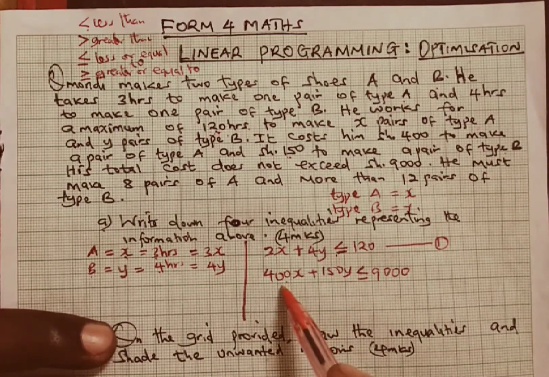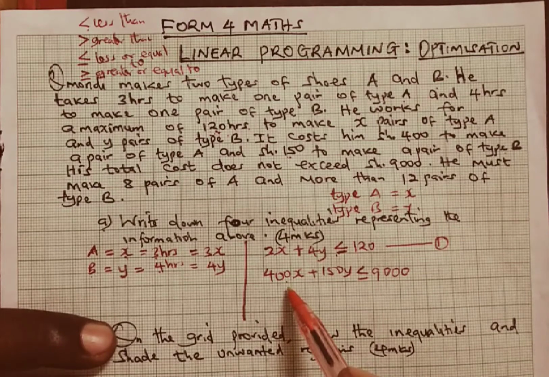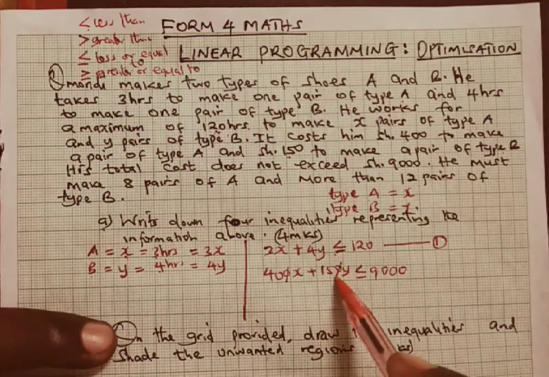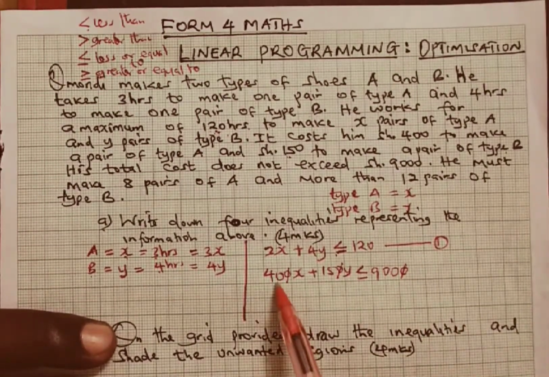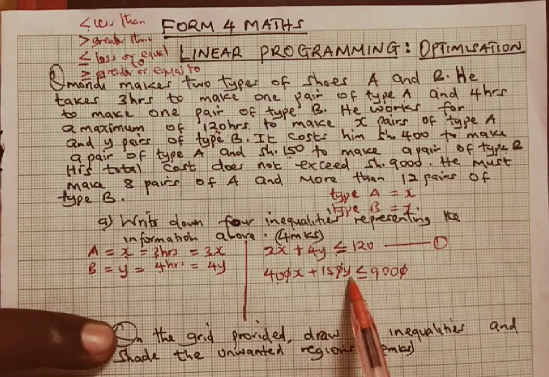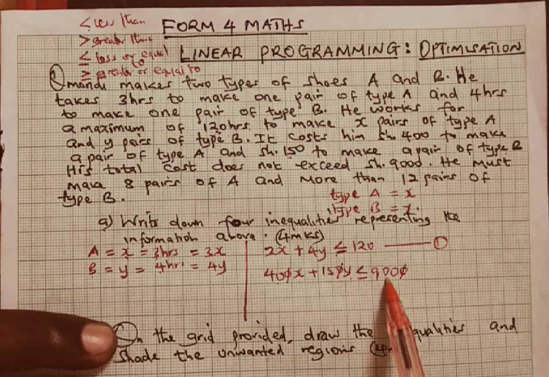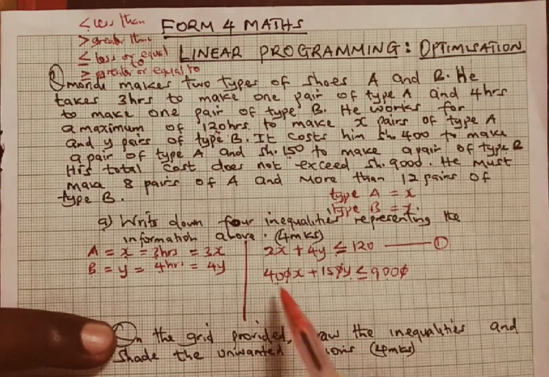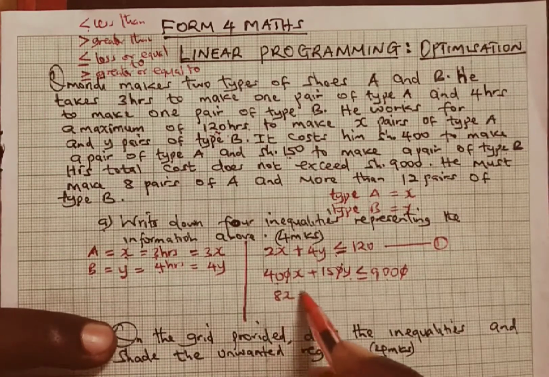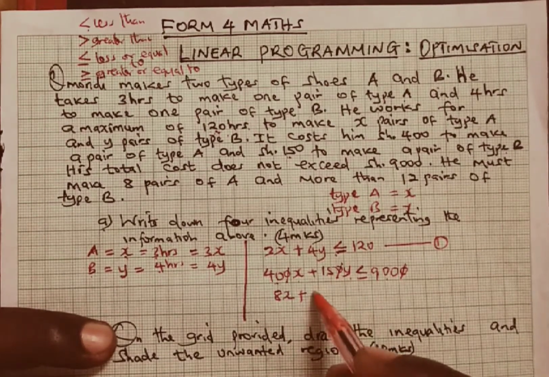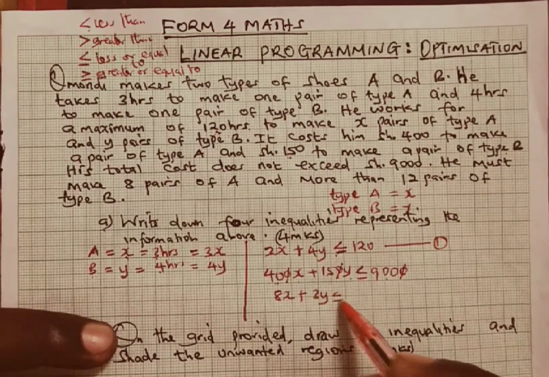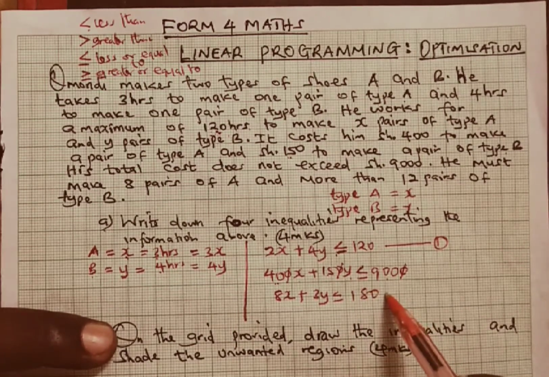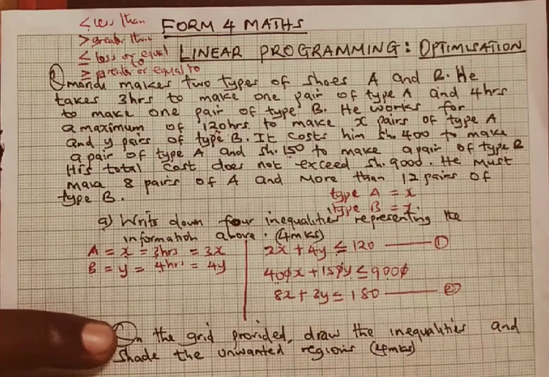And the common factor here is, we can use 10. The zeros can cancel, so that we remain with 40x plus 15y is less or equal to 900. So we can use 5. 40 divided by 5 you get 8x, plus 15 divided by 5 you get 3y. This is less or equal to 900 divided by 5, you get 180, and that is our inequality 2.